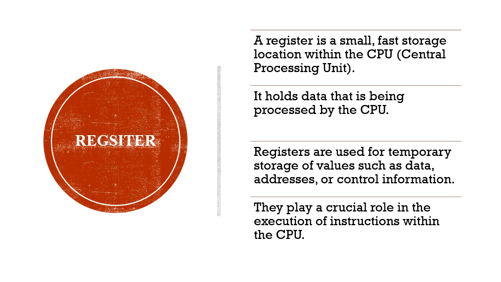These registers are used for temporary storage of values, such as data, addresses, or control information. They play a crucial role in the execution of instructions within the CPU. Now that we've seen the meaning of a register, we know it is a small and the fastest storage location within the computer, which is the CPU. It holds data that is being processed, meaning data resident in registers are currently in use for program execution.